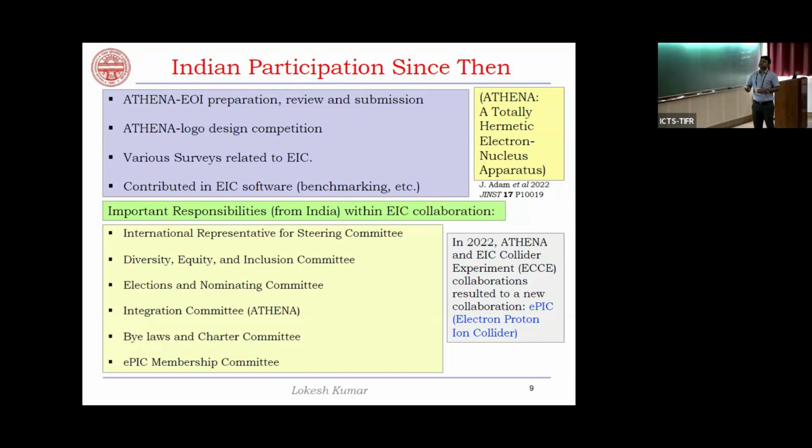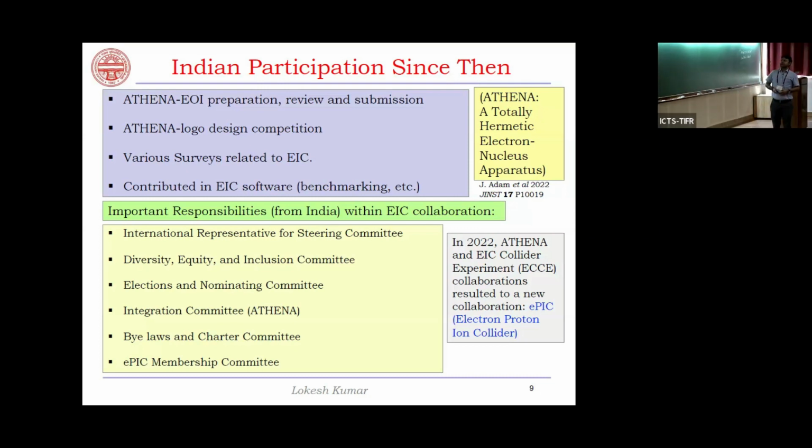We also participated in other activities such as the logo design competition, and various surveys related to EIC, and majorly we have contributed to the EIC software, basically benchmarking of various software related to the Athena detector. In addition, we have held various important responsibilities within the EIC collaboration, such as international representative for the steering committee, diversity, equity and inclusion committee, elections nominating committee, integration committee, bylaws and charter committee, EPIC membership committee, etc.